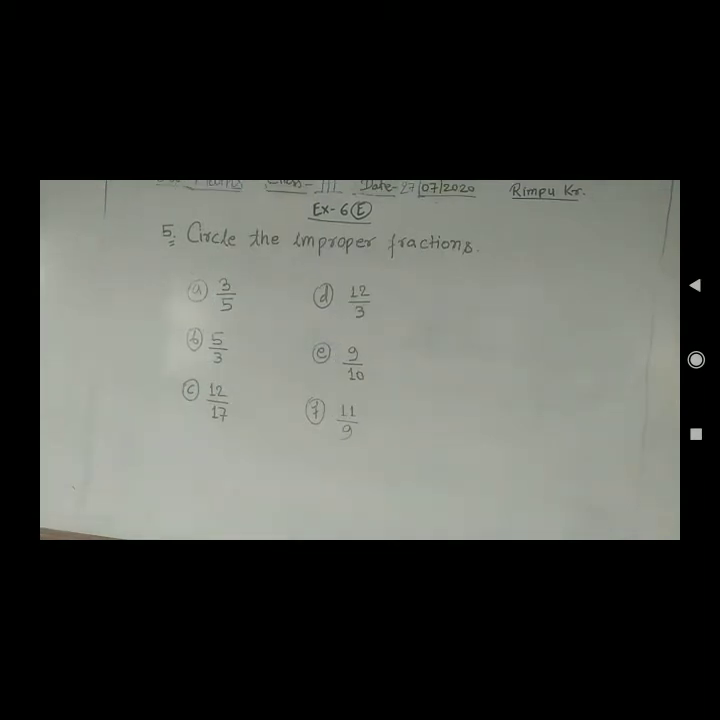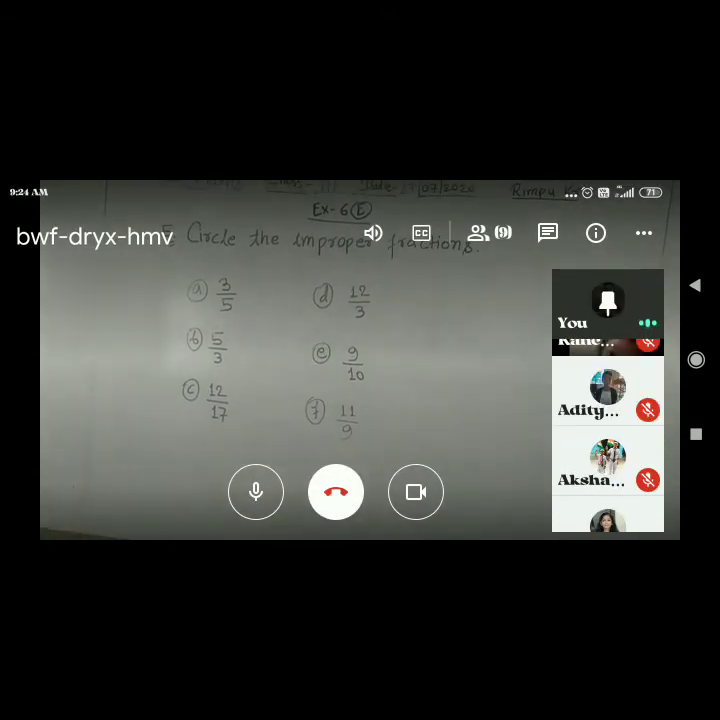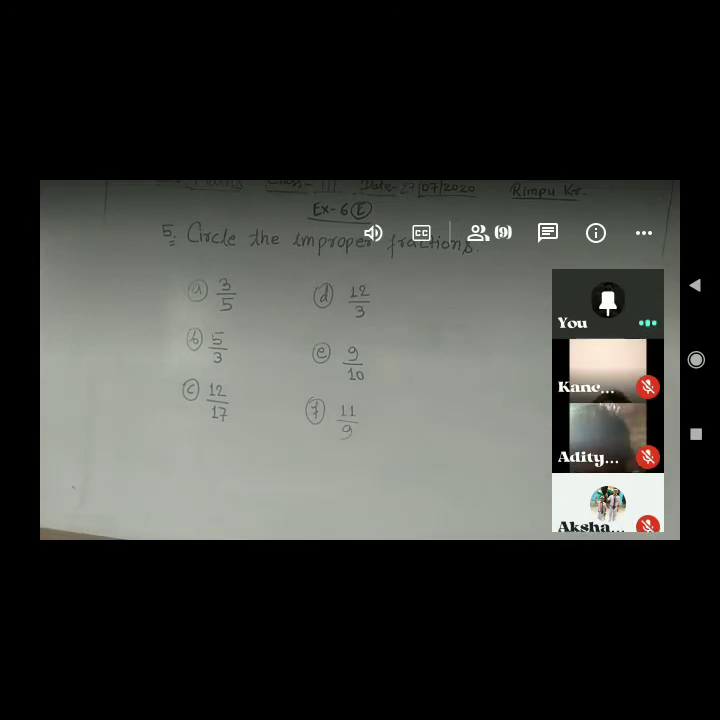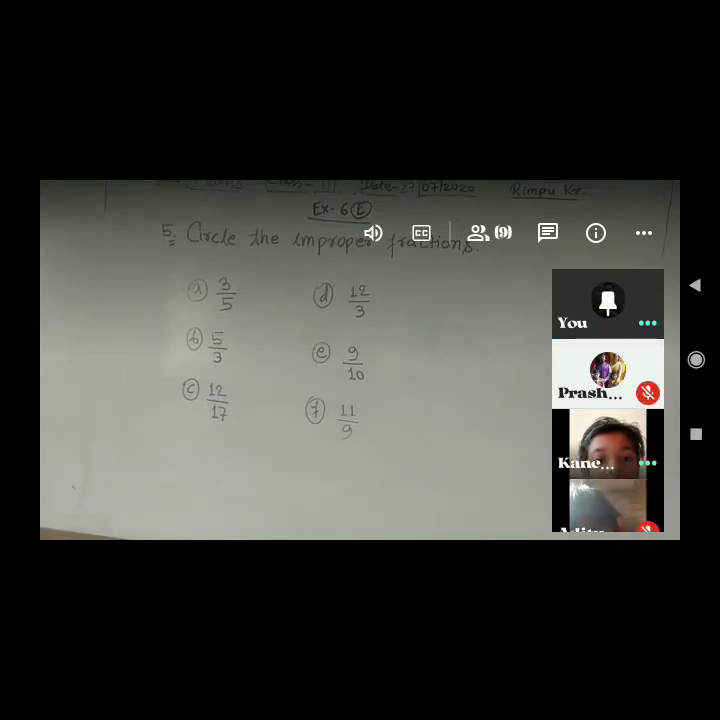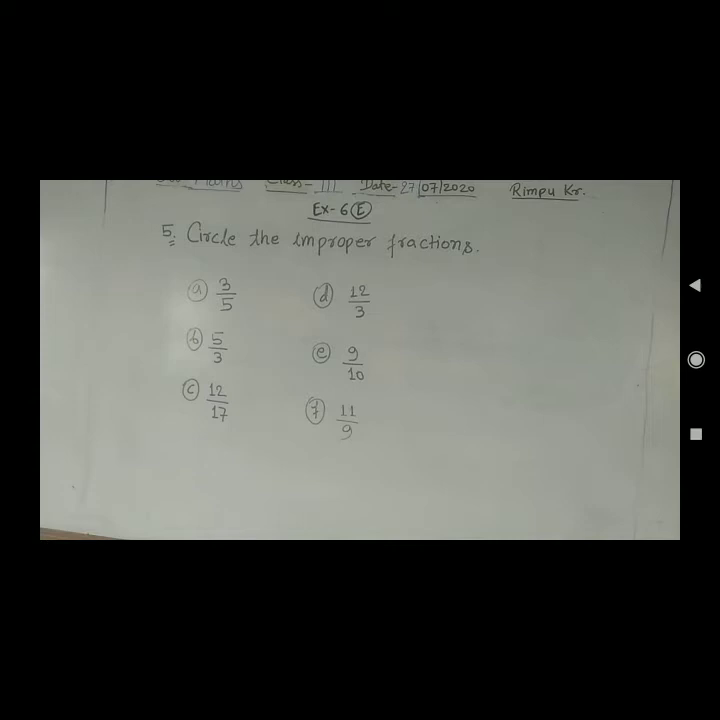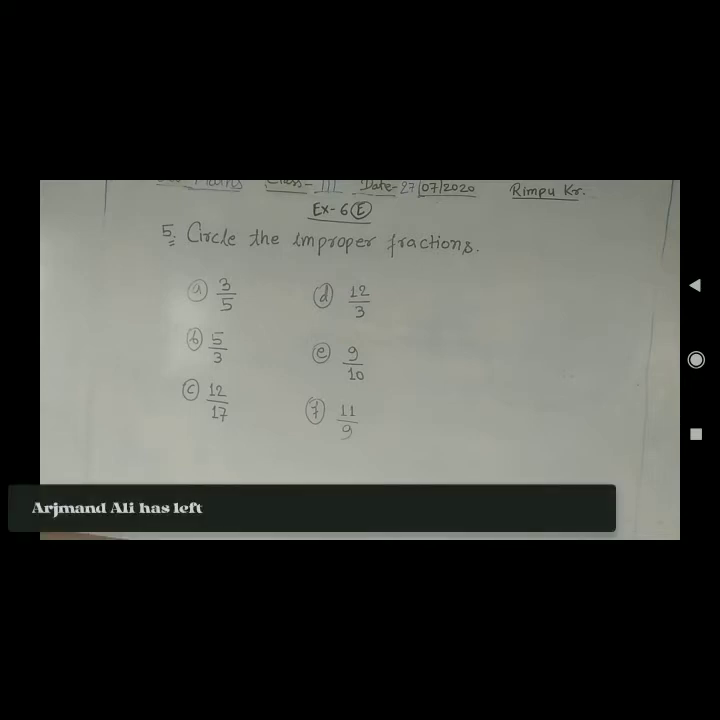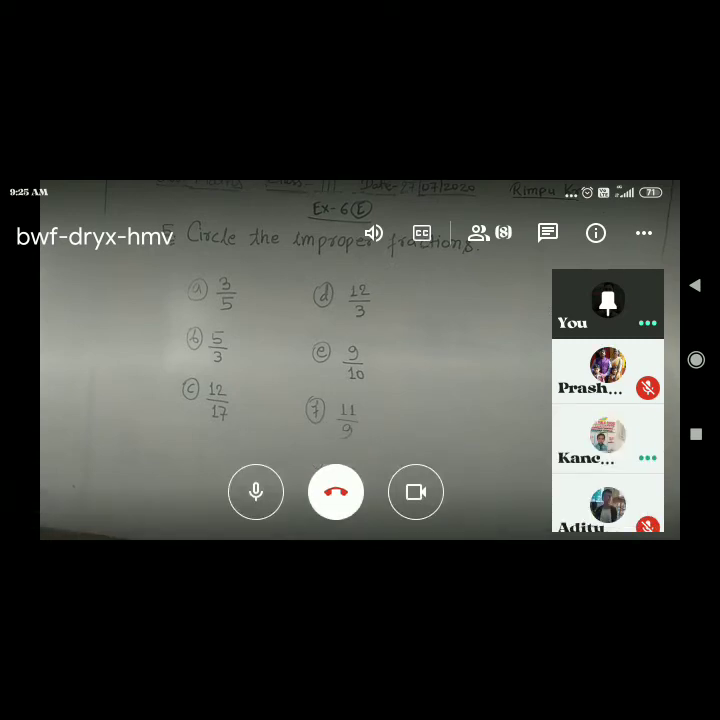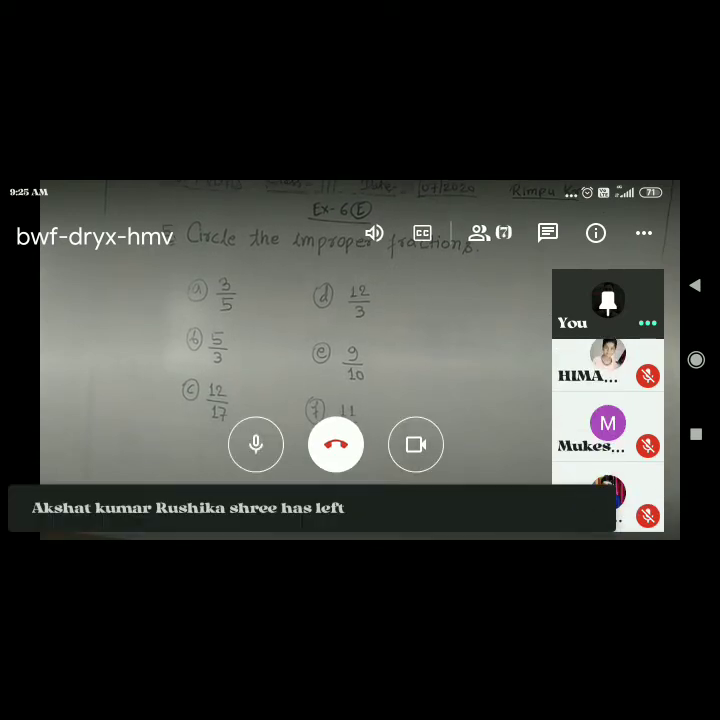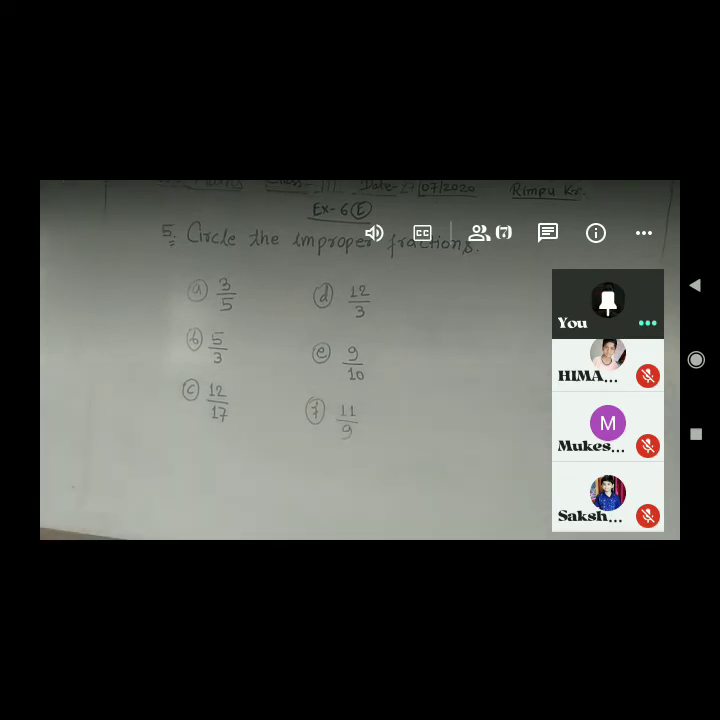Okay guys, once again I would like to ask about improper fractions. Please turn on your microphone. Kanchan Kumari. Yes, sir. What is an improper fraction? Improper fraction is a type of fraction in which the numerator is lesser than the denominator. Example 1/2, 2/5.